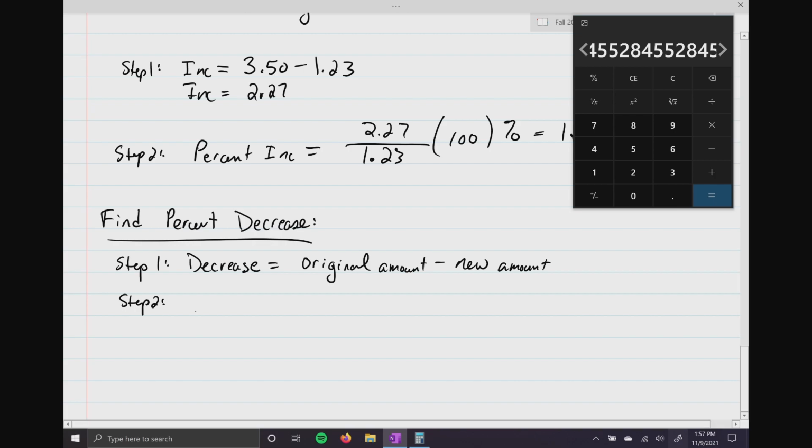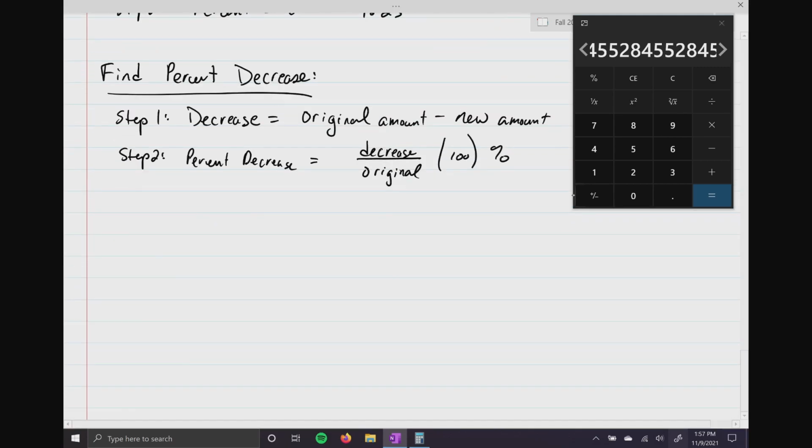Okay, and then step two, all right, let me write it like this. Percent decrease is going to equal the decrease amount from step one divided by the original. And then you multiply by 100 and add that percent symbol. Okay? So let's go ahead. Let's do a problem here.